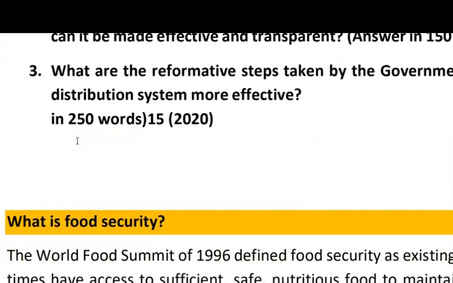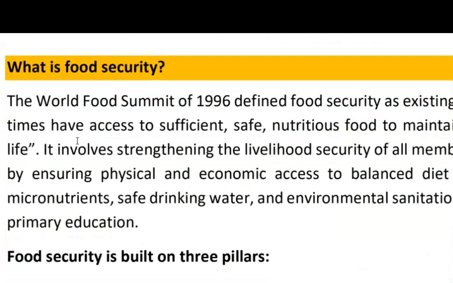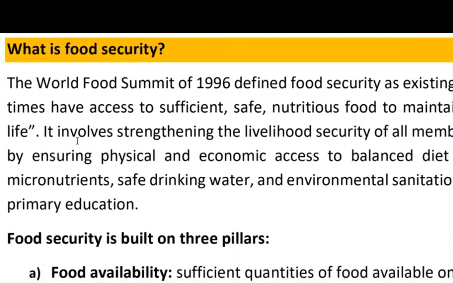So let's begin with what food security is and what the different aspects of it are. According to the World Food Summit 1996, the definition was given. The definition of food security is when all people at all times have access to sufficient, safe, nutritious food to maintain a healthy and active life. Also, it involves strengthening the livelihood security of all the members within the household.